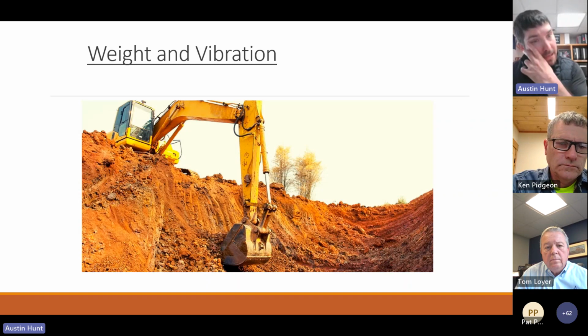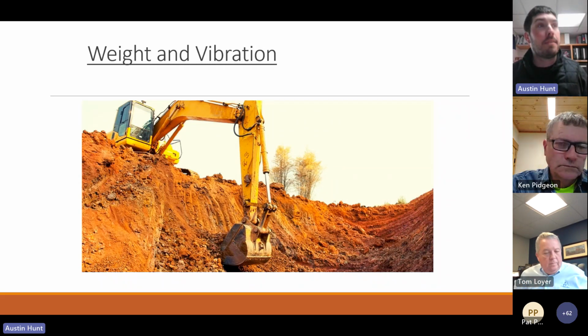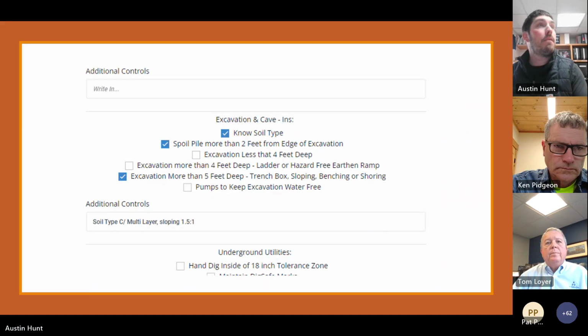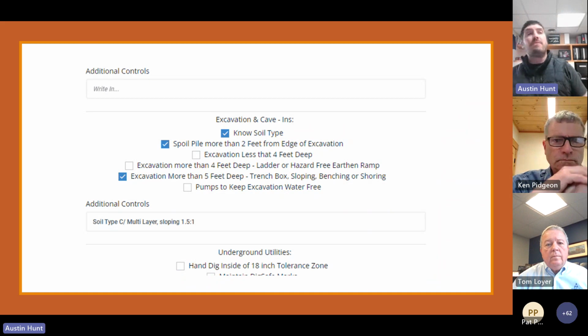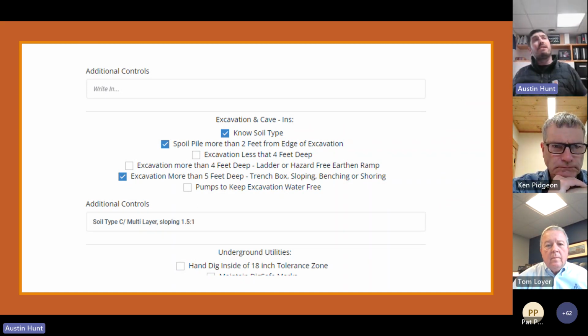Weight and vibration: when you're classifying the soil, take this into account. What are you going to be using outside the trench? You're going to have a lot of weight on the soil, things like that. And like Ken was talking about here, I have it in the JHA. So when you're filling out your JHA, if you do classify that soil, know the soil type, check that box.